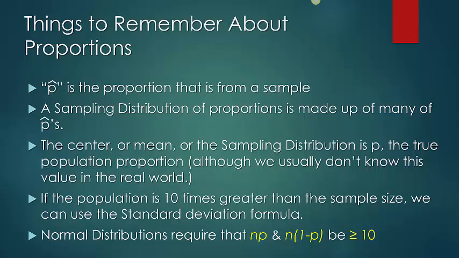Alright, and this is the last frame. Things to remember about proportions. The p hat is the proportion that is from a sample. A sampling distribution of proportions is made up of many p hats, and the center or the mean of the sampling distribution is P, the population parameter, that proportion. Although we usually don't know it, and we'll do our best to estimate it, and we'll spend the rest of the semester learning how confident we are that that estimate is accurate. If the population is 10 times greater than the sample size, we can use the standard deviation formula, and if N times P and N times 1 minus P are greater than or equal to 10, then we can use the normal distribution. Okay?